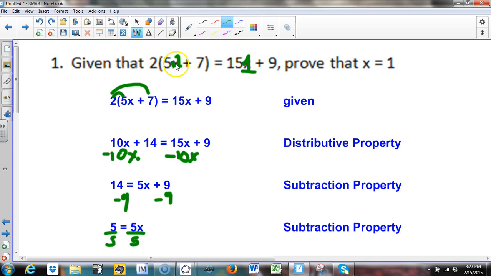So 5 times 1 is just 5, and then 5 plus 7 is 12, right? And remember, we have 2 times this quantity, so we have 2 times 12, which is 24. So when x is 1, this left side equals 24, and I bet you the right side is going to equal 24. 15 times 1 is 15, and 15 plus 9 is 24. So that is the solution. We were just proving that x equals 1 is the answer here.